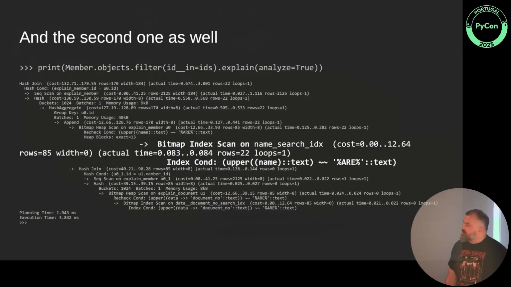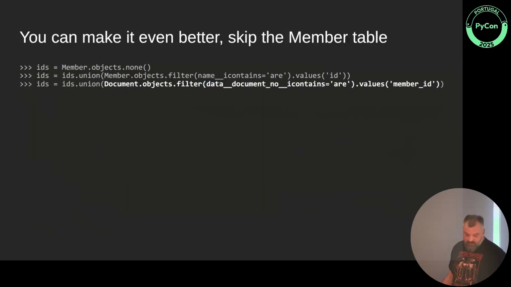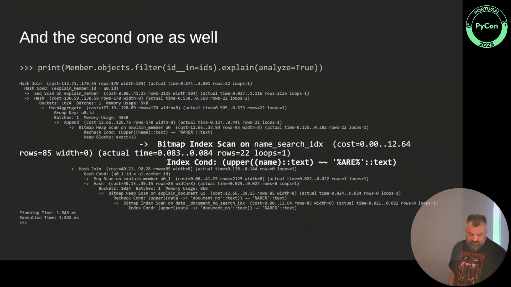In a similar way, it did the same on the name index. Again, it estimates that it will get 85 rows. In reality, it gets, what, 22. So this is where statistics mess up the execution plan. And the main point is that it gets faster.